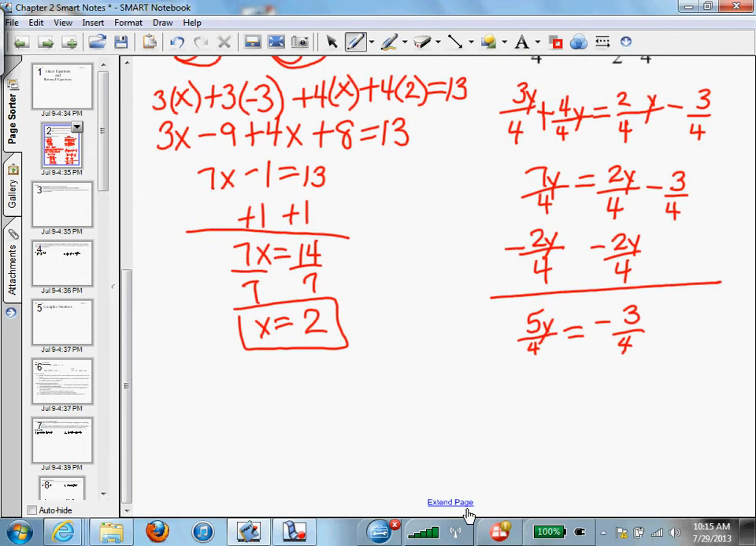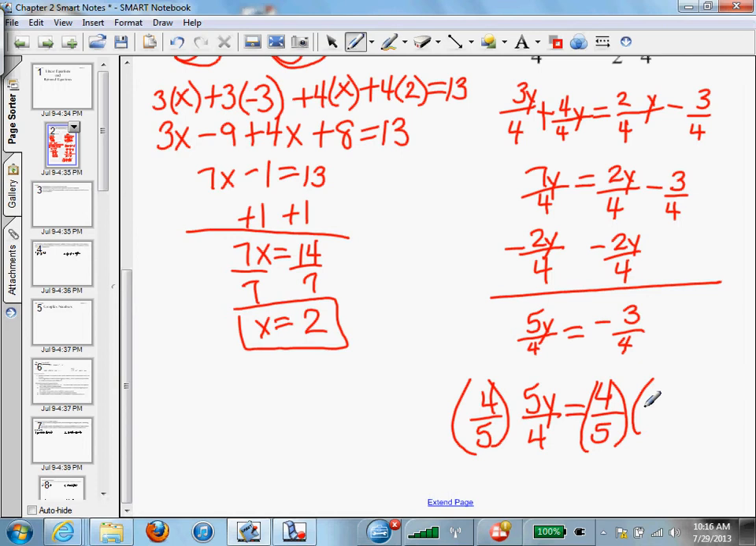Okay, now to get y by itself, we're going to multiply by the reciprocal on both sides, and the reciprocal of the coefficient of y would be 4 over 5. So we're going to multiply by 4 over 5, because what that's going to do is get y by itself, and I believe we're going to see something very unique and interesting happen on the right side of the equation.